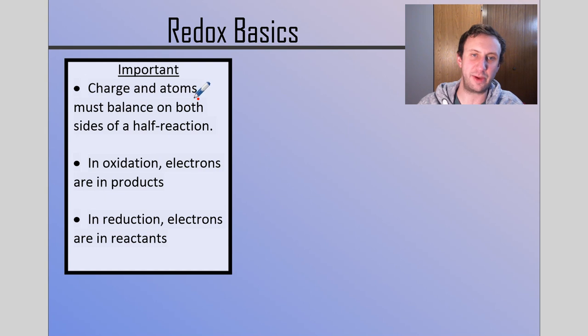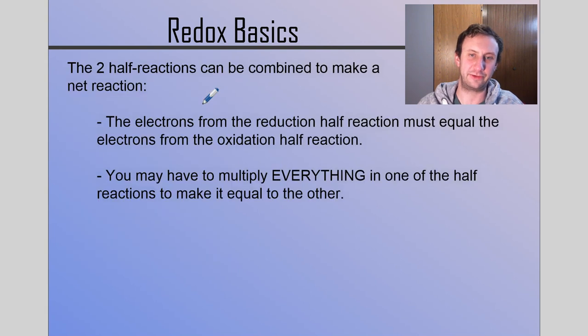So some important things to remember whenever we're doing redox. Number one, charge and atoms must balance on both sides of a half reaction. They have to, and that's the process we went through in that last example. And like I just mentioned, in oxidation, electrons are in products, and in reduction, electrons are in reactants. Now I can combine my two half reactions after the fact to make what's called a net reaction. When I do that, I have to make sure electrons in both half reactions are equal. So I can multiply the full half reactions, everything in them, in order to make electrons equal.